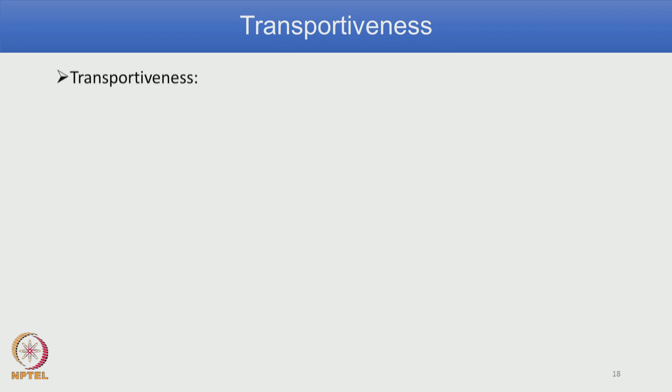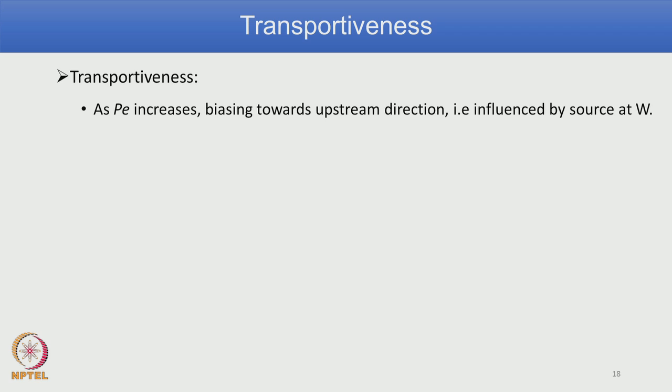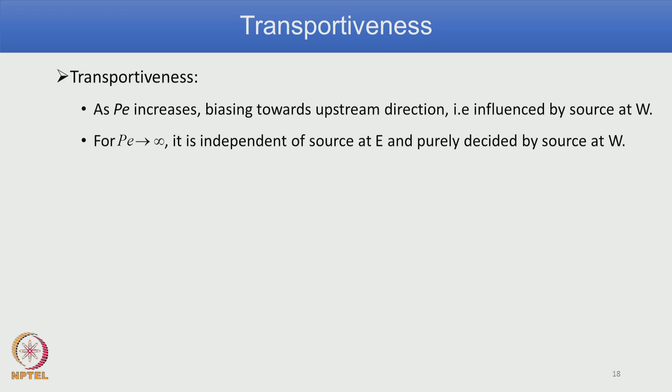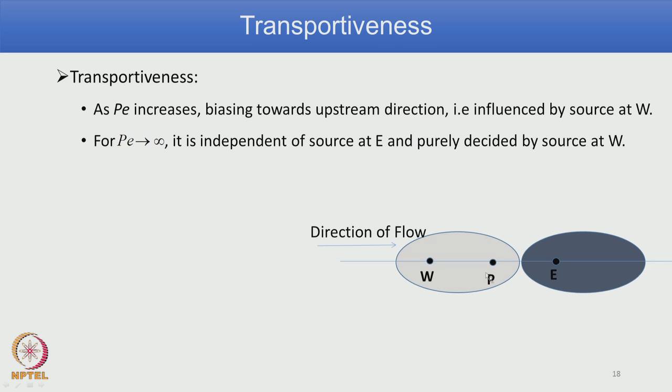Now, the other case is as the Peclet number increases, that is, as the ratio of convective flux to diffusive flux increases, the biasing is towards the upstream direction, and it is influenced by the source at W. So, as you can see, the size of the domain of influence is given here, and P comes into the domain of influence of the W node. In the extreme case when the Peclet number is almost infinity, the influence of the source at E disappears and P is purely decided by the value at W.